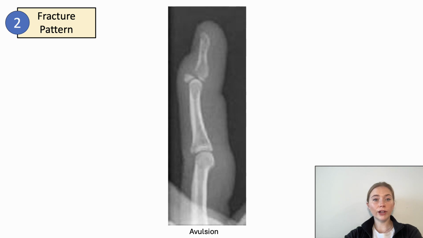Here we have an avulsion fracture, so that's when a chip of bone is pulled off by a piece of soft tissue, so generally a ligament or a tendon. You can see here's the avulsion fracture here, and generally you would expect to see avulsion fractures at the attachment sites of ligaments or tendons.